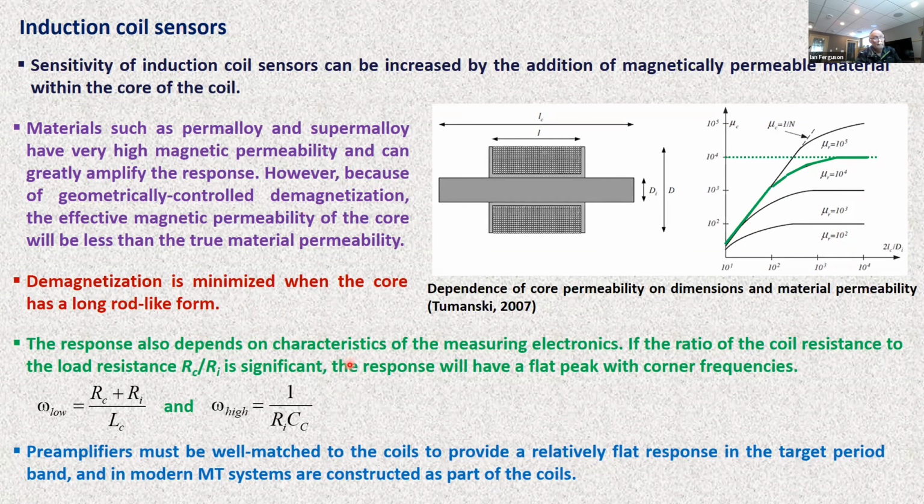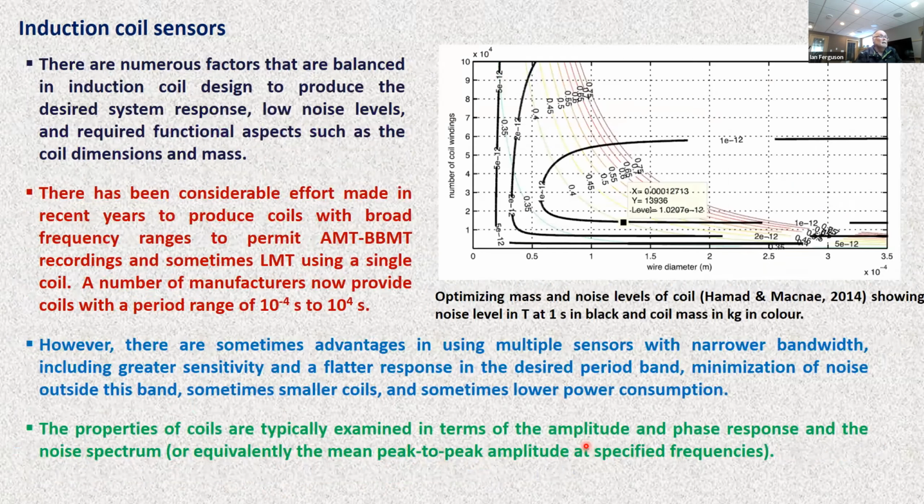The induction coil response also depends on the characteristics of the measuring electronics. And if the ratio of the coil resistance to the load resistance is significant, the response will have a flat peak with the corner frequency specified here. Preamplifiers are now constructed as part of the coils and must be well matched to the coils to provide a relatively flat response in the target period band. So there are many factors that have to be balanced during coil design to produce the desired system response, the required noise levels, and functional aspects such as the coil dimensions and the mass.